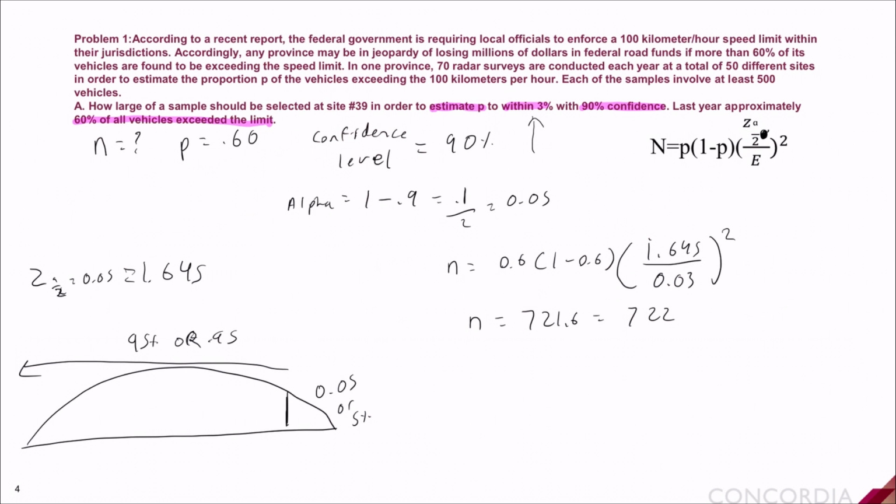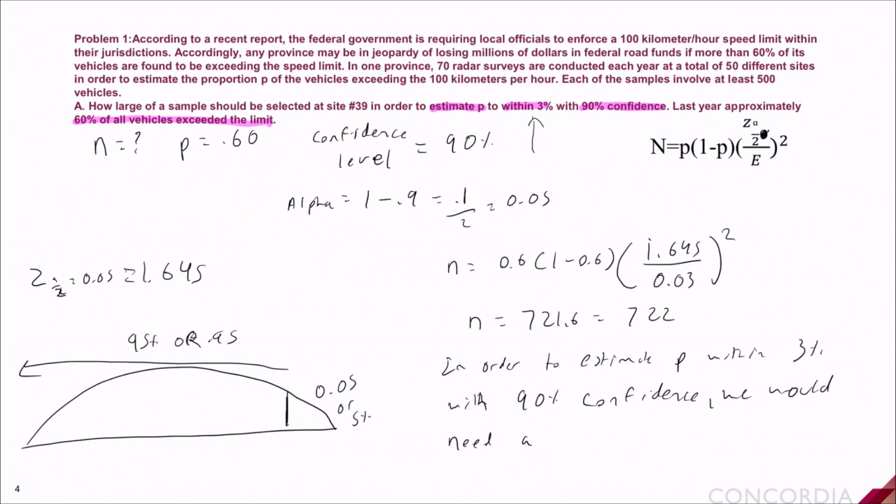And what this means is, in order to estimate P within 3% with 90% confidence, we would need a sample of at least 722 vehicles.